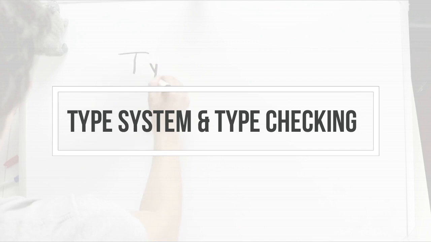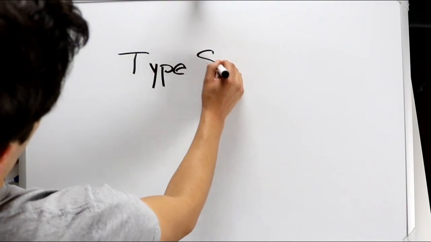Type system and type checking. A type system is a set of rules that make sure that the data in your code is connected in a proper way, in a consistent way. To reduce the number of bugs in a code, the type system implements a type checking.